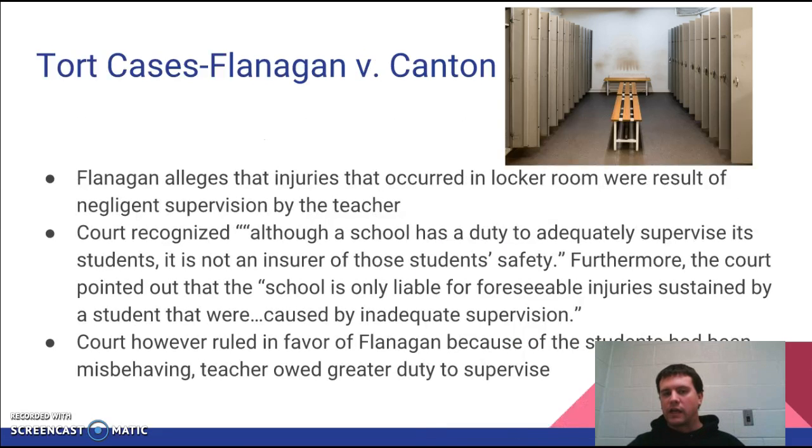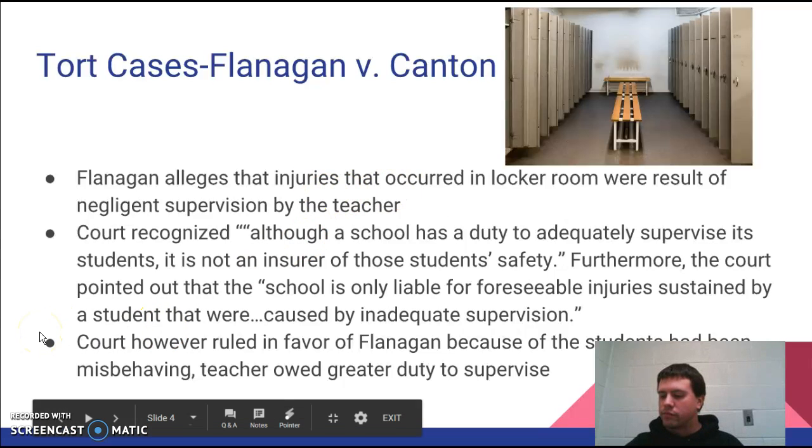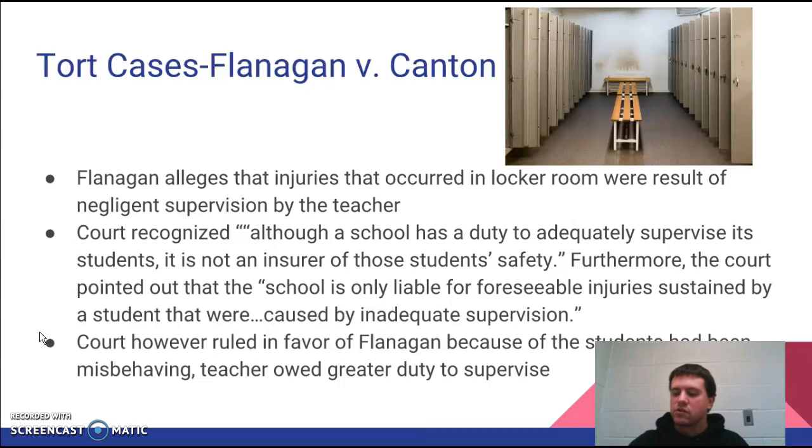Next case is Flanagan versus Canton. In this case, during the school day, students were getting rowdy and out of control during a physical education class. As a result, the teacher stopped the class early and lectured the students on the importance of listening to directions during an activity. After the lecture, the students were dismissed and sent into the locker room to change before the next class. While the students were in the locker room, Flanagan, the student, was pushed from behind and fell into a locker and a bench. Due to the incident, Flanagan sustained several personal injuries, ultimately resulting in an emergency splenectomy.